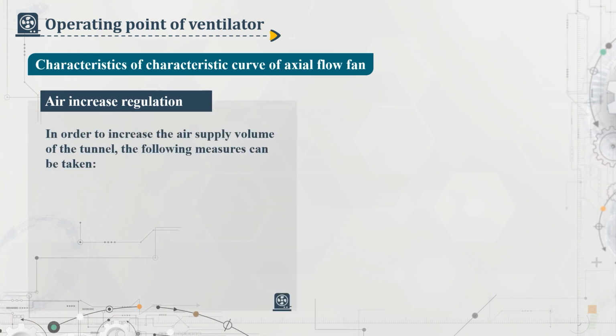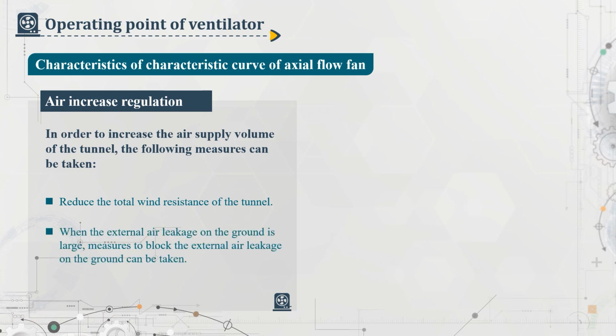In order to increase the air supply volume of the tunnel, the following measures can be taken. 1. Reduce the total wind resistance of the tunnel. 2. When the external air leakage on the ground is large, measures to block the external air leakage on the ground can be taken.